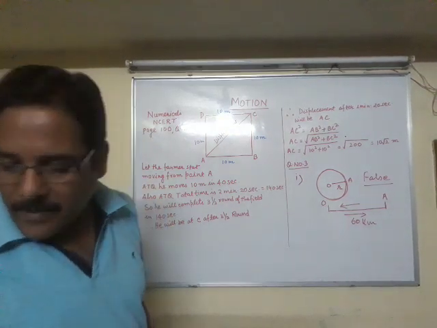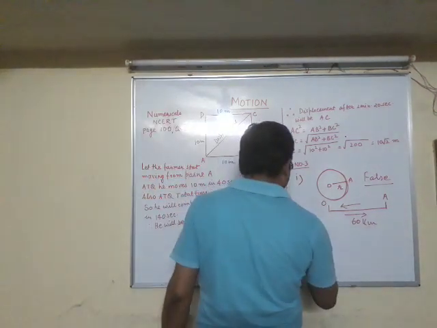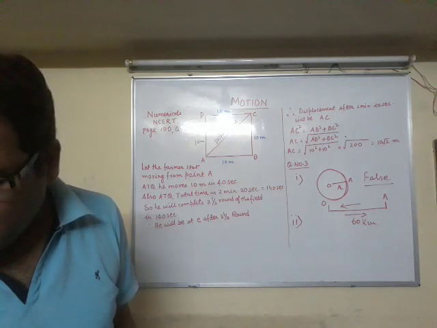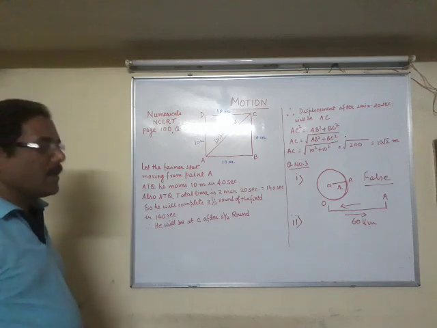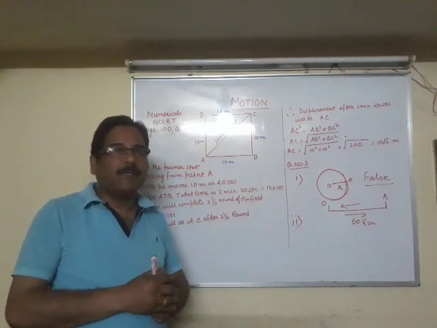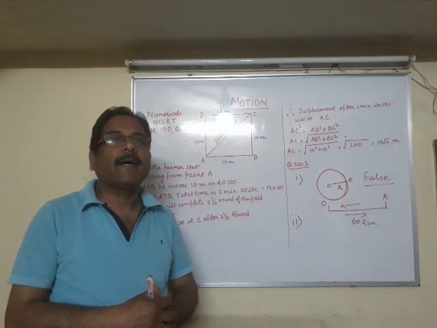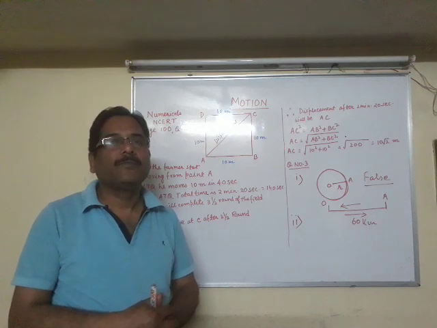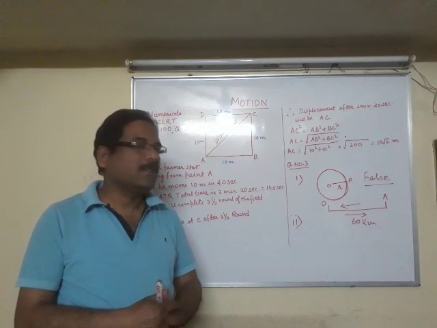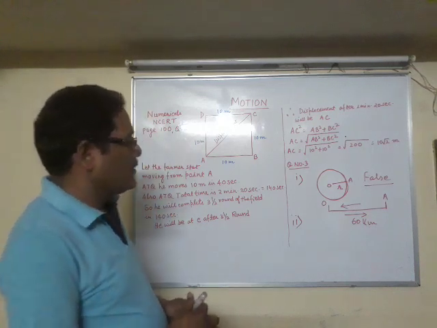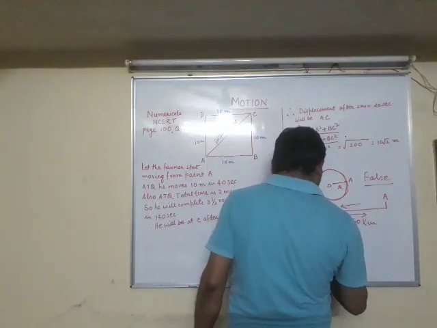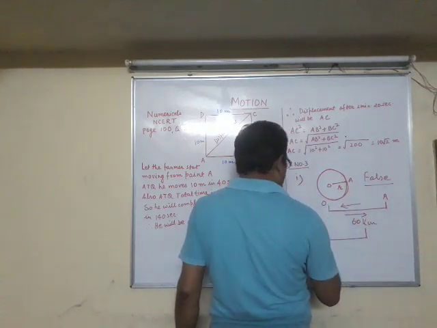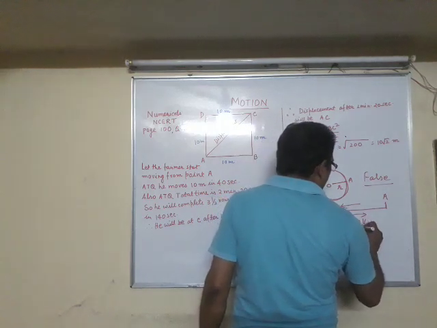Now the second statement is that the magnitude of displacement is greater than the distance traveled by the object. Is it possible that the magnitude of displacement is greater than the distance covered by the object? No, this statement is also false. You can take an example. Suppose an object is moving in a straight line path. It starts moving from O and reaches point A.